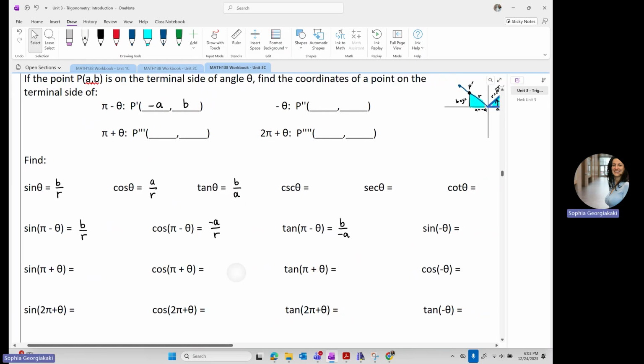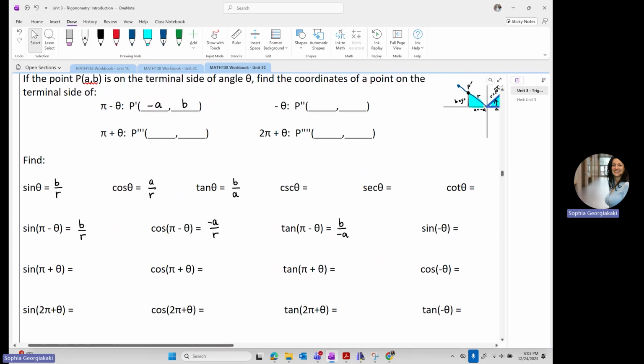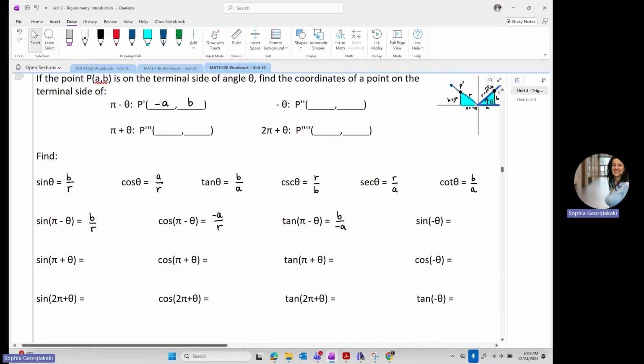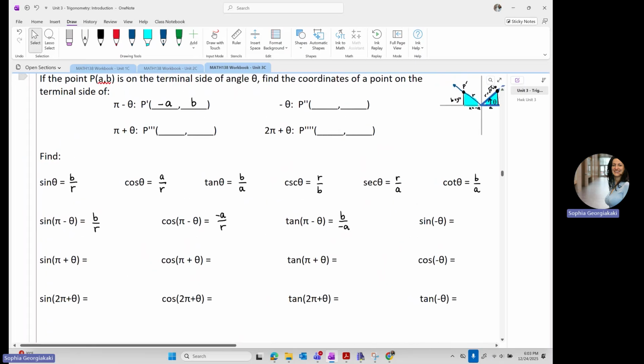The cosecant of theta, the secant of theta, and the cotangent of theta are the reciprocals of the sine, cosine, and tangent. So we will observe the same properties as with the sine, cosine, and tangent if we were using the formulas to find those. But in this example here, we don't have to.